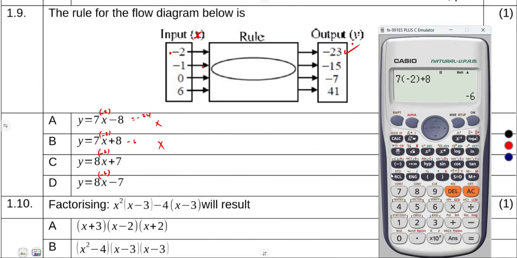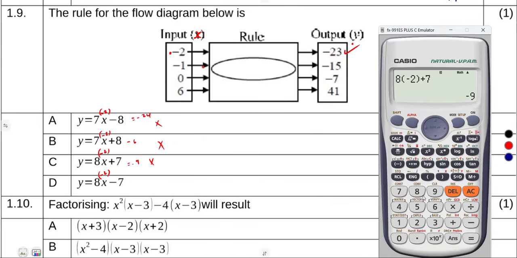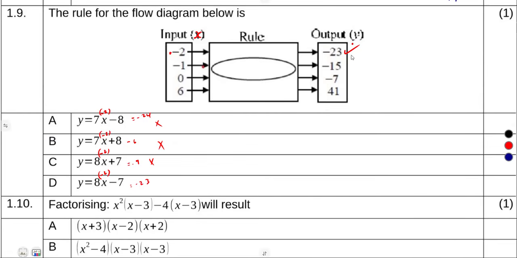All right, let's move on to C. That's 8 into minus what? Minus 2, the value of x, plus a 7. This is going to give us minus 9, not minus 23. So this is totally out. Then the last one, that's 8x. Our x is what? Minus 2, then we're going to subtract a 7. So here, minus a 7 like this, that's minus 23. So we are obtaining exactly minus 23 at D. So D is the best answer that you can have. So simply find the value of x that you can substitute, even when x is equal to 0. Test with the values, all right?